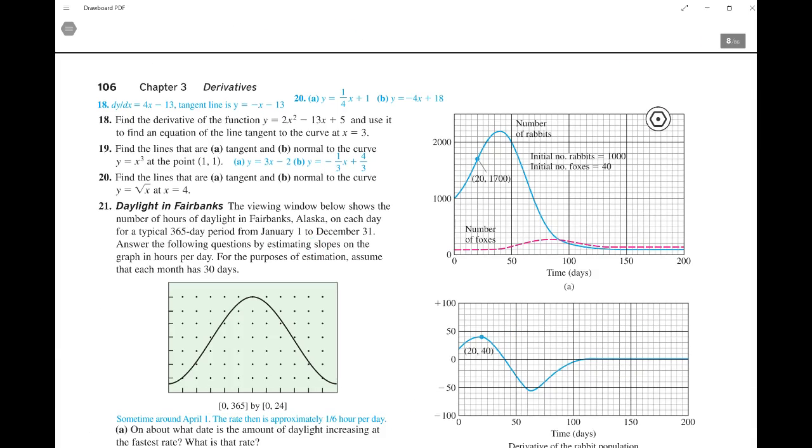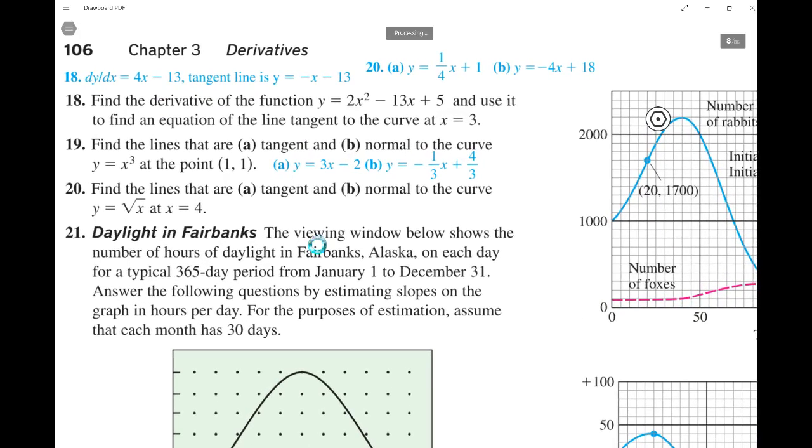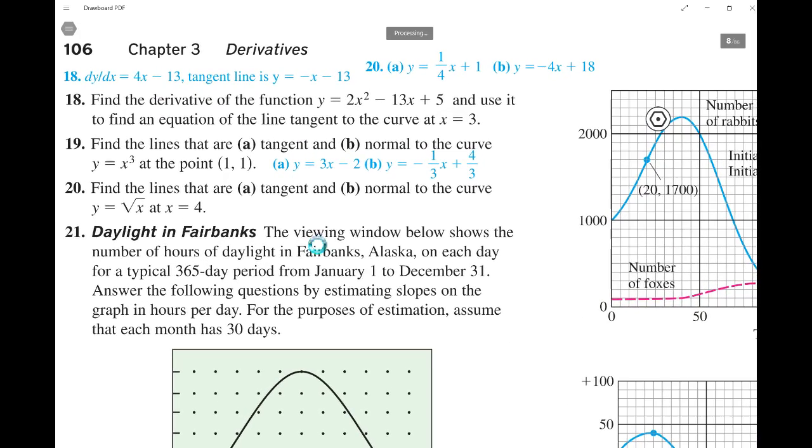Wow, we might actually get through all the homework. If you didn't do the first few, go and do them, but let's take a look. 19, did you guys get that far? Okay, so let's read. Find the lines that are tangent and normal to the curve y equals x to the third at the point (1, 1). Okay, well, the good news is they already gave us the point. What do we need to find? Yeah, we got to find the slope.